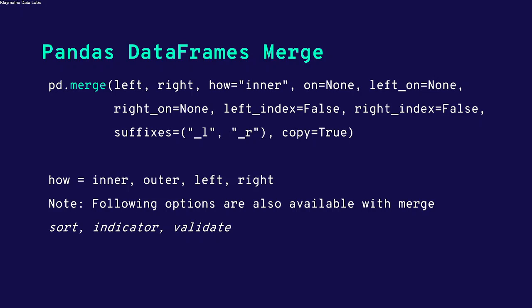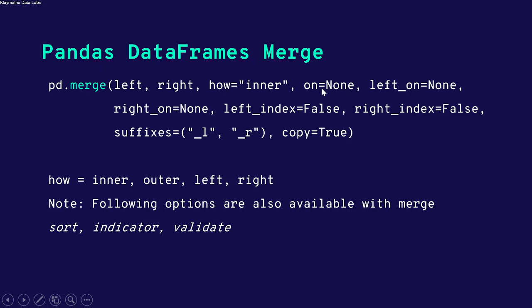So to begin with, this is the syntax for the merge statement in pandas. And just like concat and join, merge is also used to combine two or more data frames. If you see the syntax, it says pd, which is the alias of the pandas library, dot merge, the keyword, left, comma, right, then how inner. So basically this is a default property. You can say how outer also, left and right.